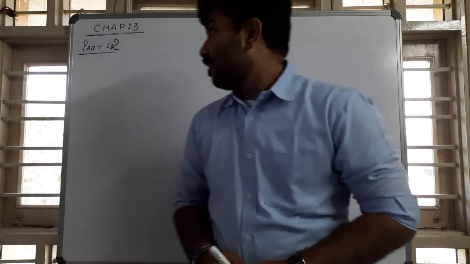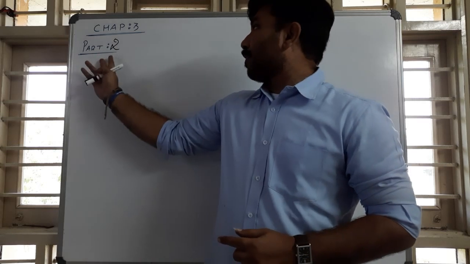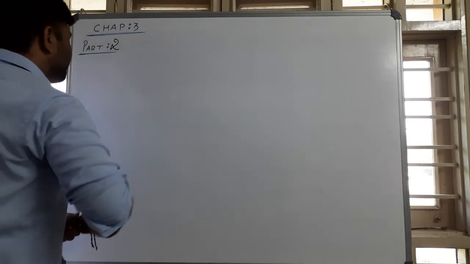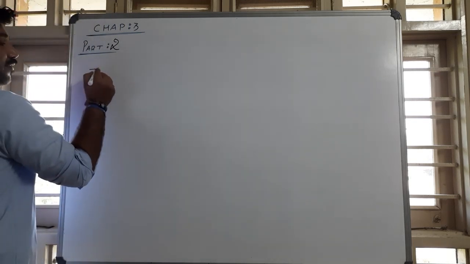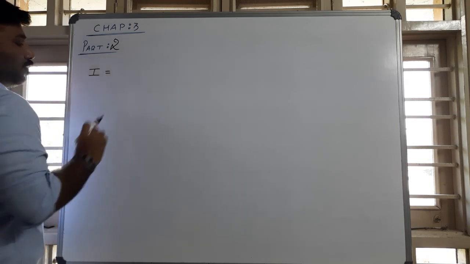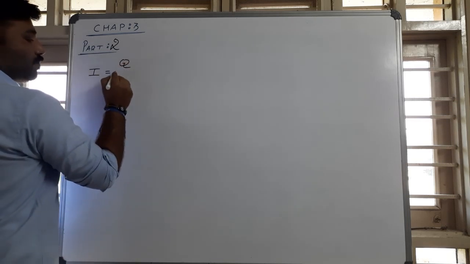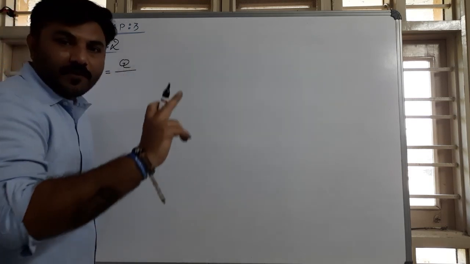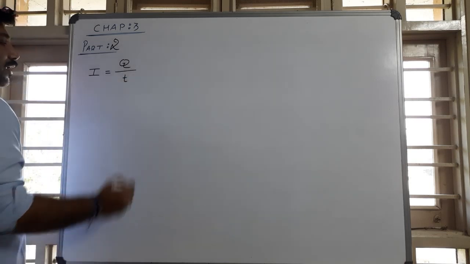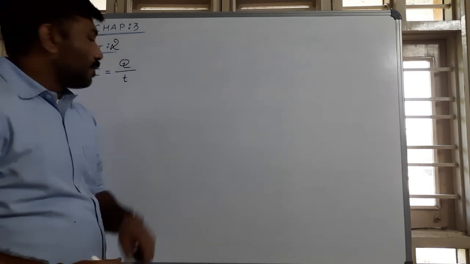Welcome back. Again, we will see the same chapter, chapter number 3, but we will see the second part, the second video of this chapter. In the first video, we saw the definition of electric current. I is equal to, what is I? Electric current is equal to the net amount of electric charge passing through the unit area of a conductor in a unit time t. Clear? So this was the first definition we saw in the first part.